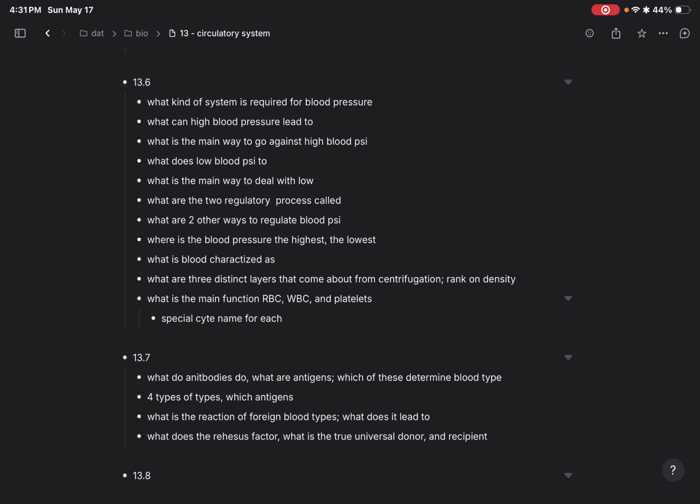What can high blood pressure lead to? Organ damage, things and such. Not very good. Yeah, so organ damage, vein damage, artery damage, everything damage. It's just not good.